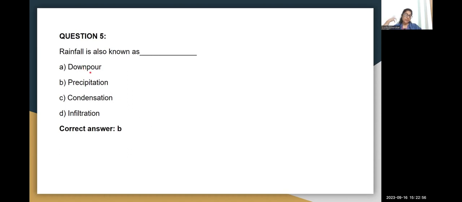Downpour is nothing but when water is falling down. It is also a very casual way of stating rain, but the proper term used for rainfall, snowfall, etc. is precipitation. We know what condensation is. Condensation is when water changes from vapor to its liquid phase, and infiltration is the movement of water through soil. So the correct answer for this question would be option B, precipitation.